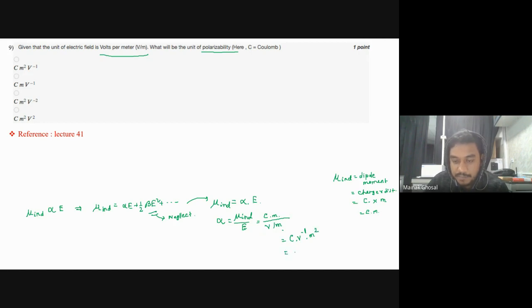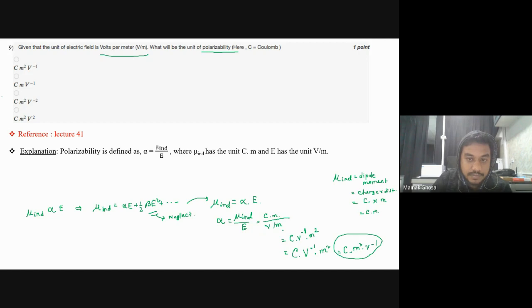The unit for alpha will be coulomb volt inverse meter square, or in a more general term, coulomb meter square volt inverse. Okay, this should be the unit of alpha. So you have to find which should be your answer. I think the first one is your answer. Coulomb meter square volt inverse. So this is your answer.